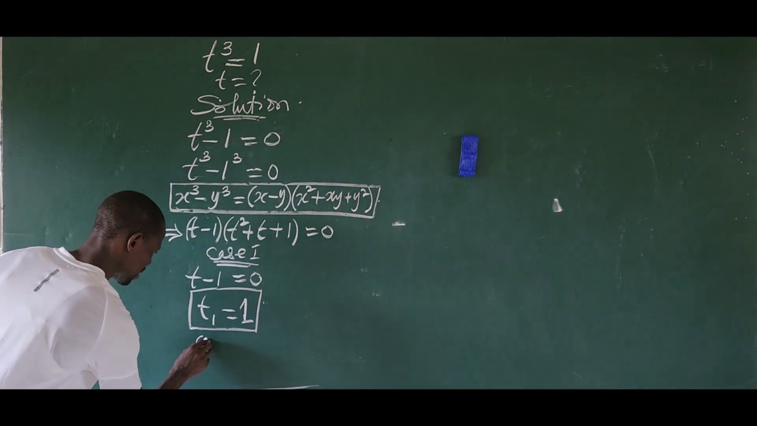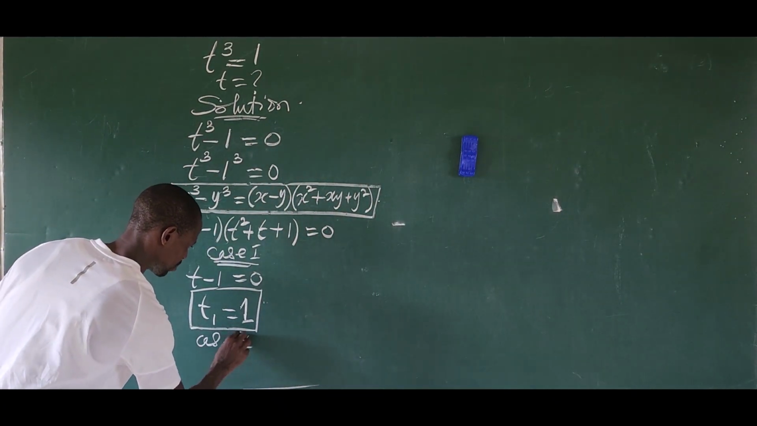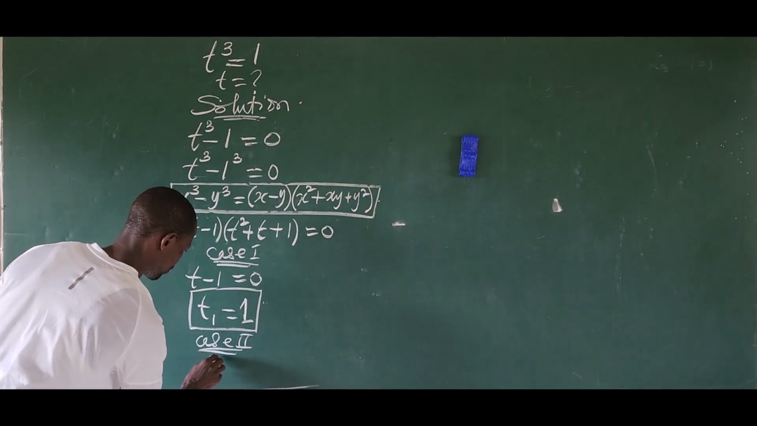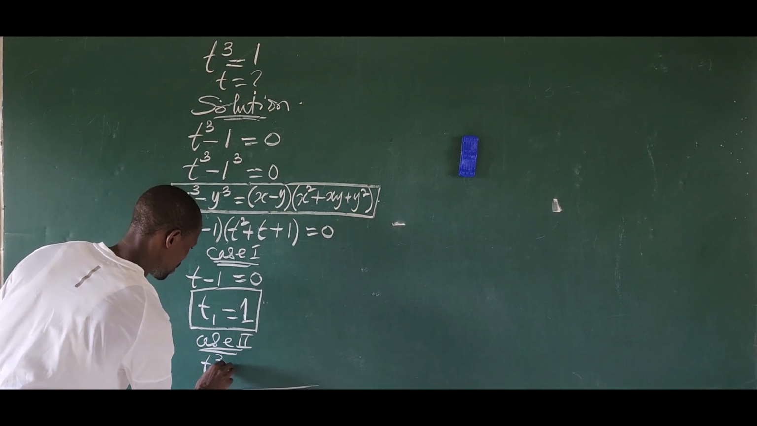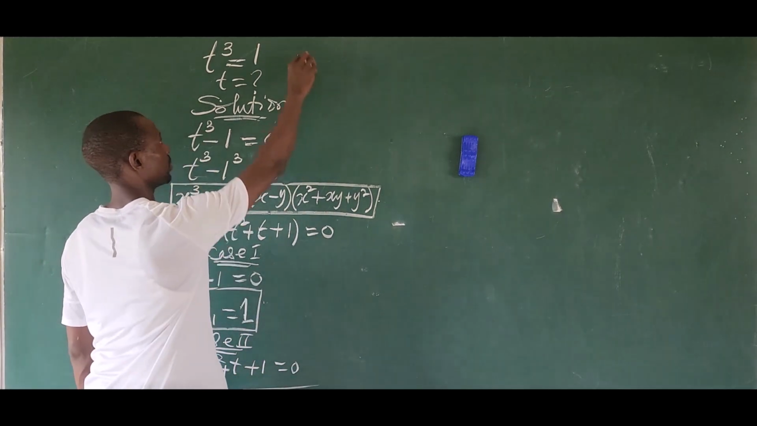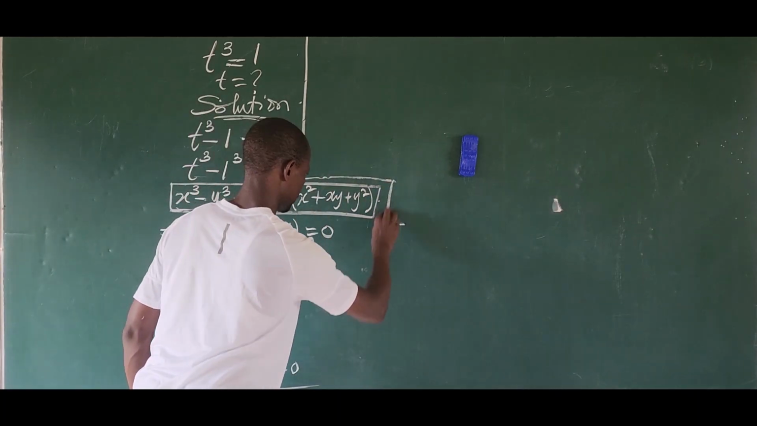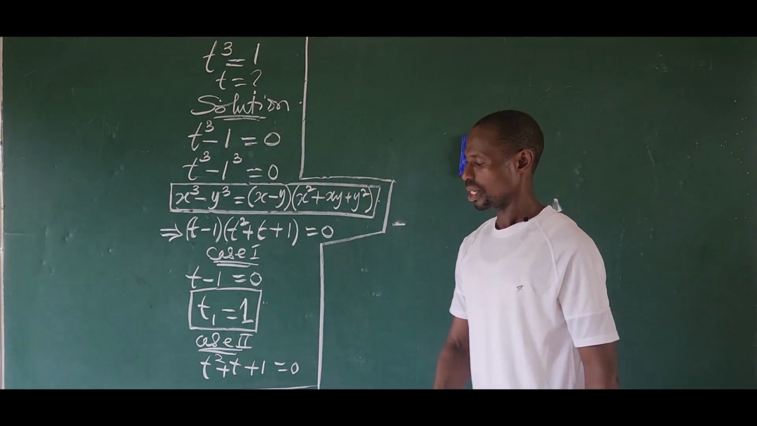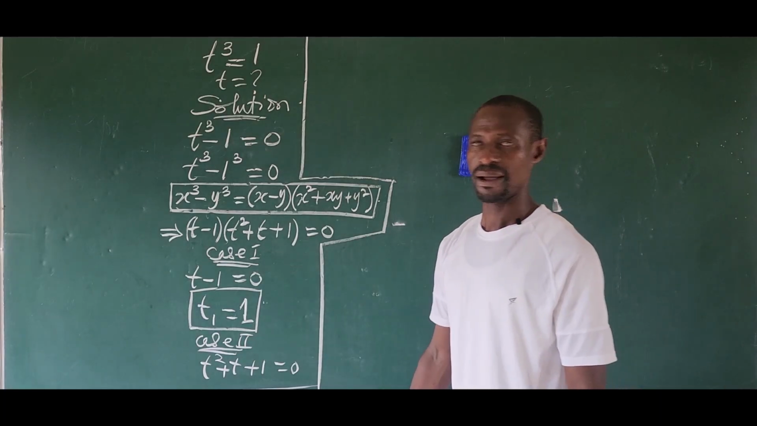So we're going to take our case 2. In case 2, we have t to the power of 2, plus t, plus 1 equal to 0. Of course, this is a quadratic equation. So let's solve this using the quadratic formula.